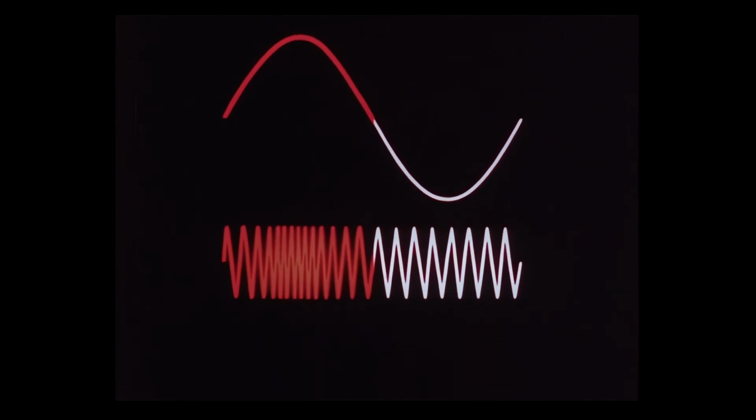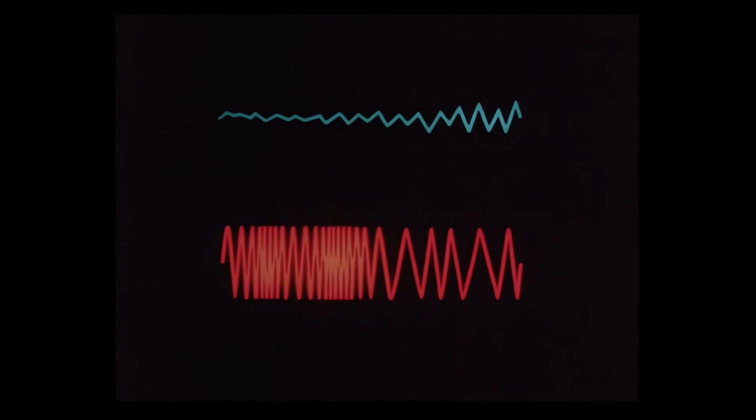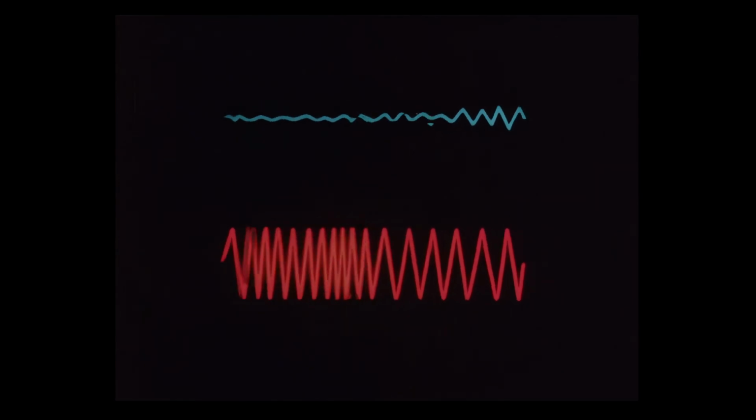This process produces a sum frequency. When the waveform swings negative, the carrier is expanded. This process produces a difference frequency. If we change the waveform to that of our speech channel, the resulting modulation will be more complex.